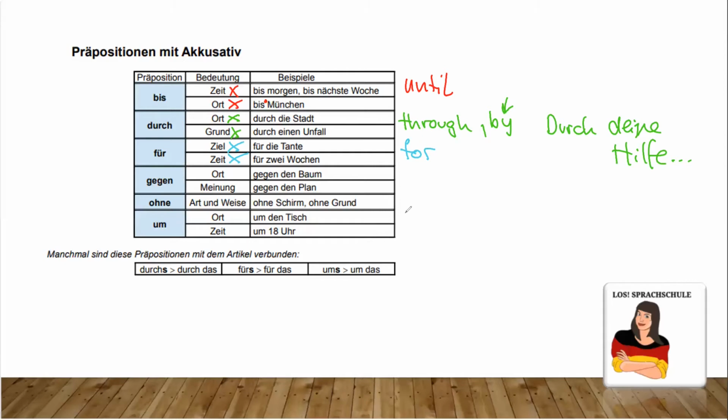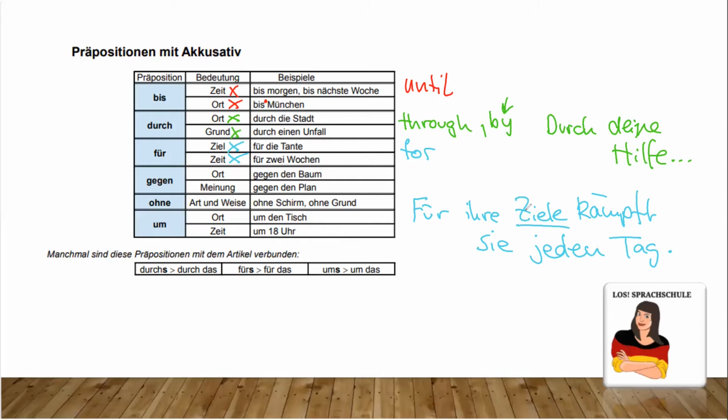But we can also make it different to really make it sound like a goal. For example, für ihre Ziele kämpft sie jeden Tag. She fights every day for her goals. So in this case, the goal is not a receiver, it's literally a goal. So you can remember both for something or for somebody. Because if you say, ich kaufe Blumen für meine Freundin, I buy flowers for my girlfriend, it's not a goal, it's more like a thing that will be received by someone else.